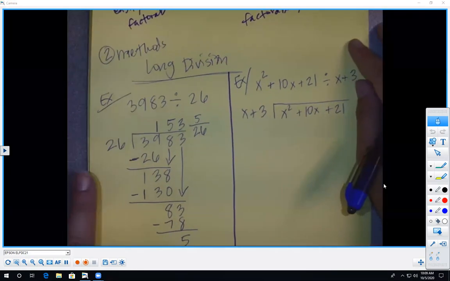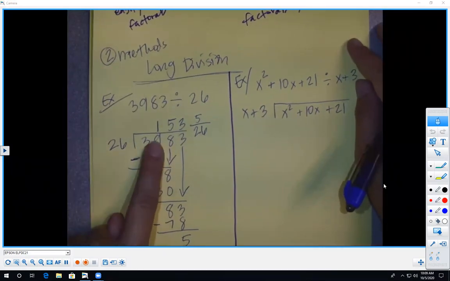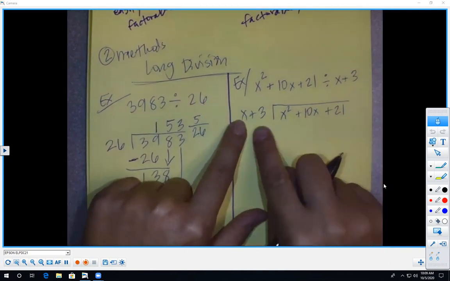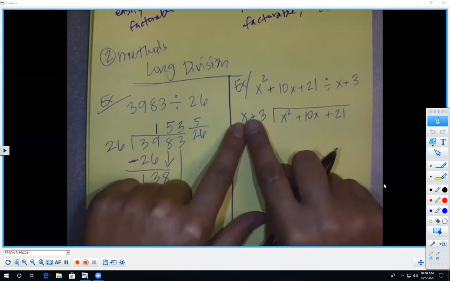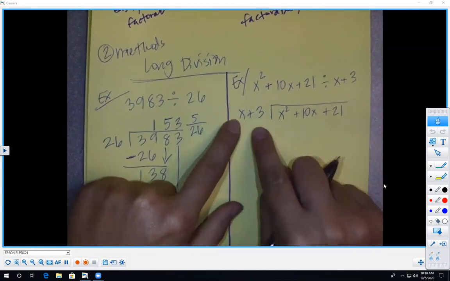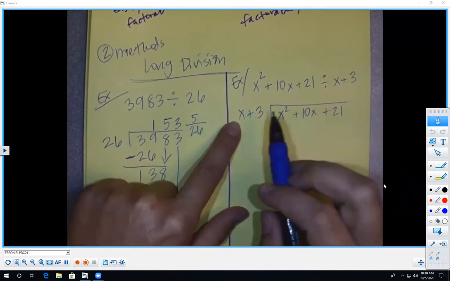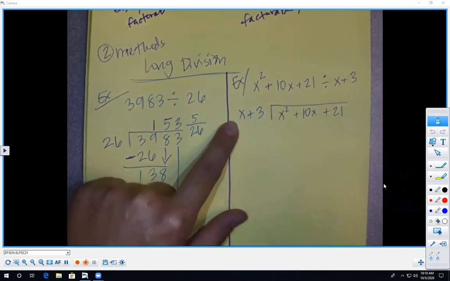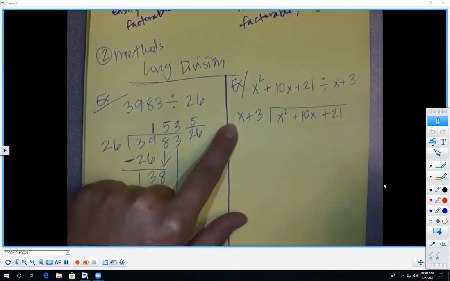Okay, before I said how many times does 26 go into 39? Here I'm just looking at the first numbers. I don't care about this 3 whenever I'm seeing how many times it goes into it. So it's the same idea. How many times does x go into x squared, or x times what equals x squared? X times x equals x squared. So that's what you're going to put at the top.